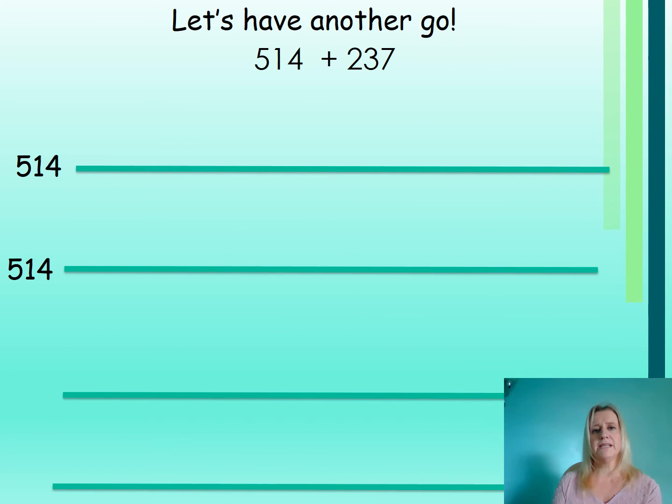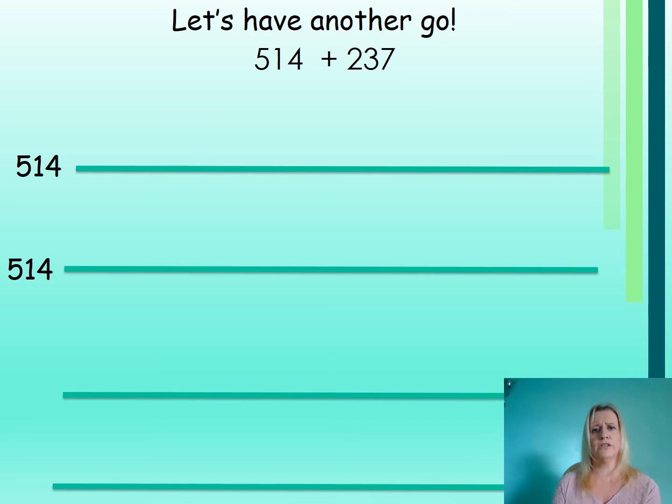When doing the compensating strategy, it's very useful to know how to round numbers to the nearest 10, because adding tens numbers can be easier to do in our heads. Let's have a look at this sum. 514 add on 237. Can you think what 237 would be rounded up to? What is its nearest tens number?